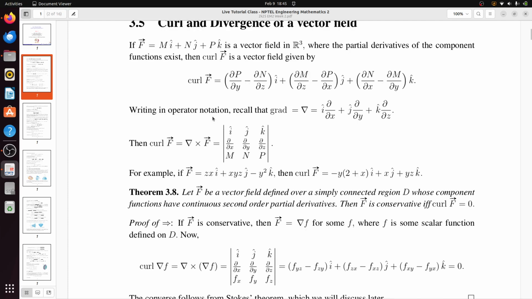Writing using operator notation, you can remember that this gradient operator is actually nabla equal to i cap del del x plus j cap del del y plus k cap del del z. Then curl of F is nabla cross F, and this is the determinant with rows i j k, del del x del del y del del z, and m n p. For example, gradient of a scalar potential will give you a vector, and curl of a vector will give you again a vector.